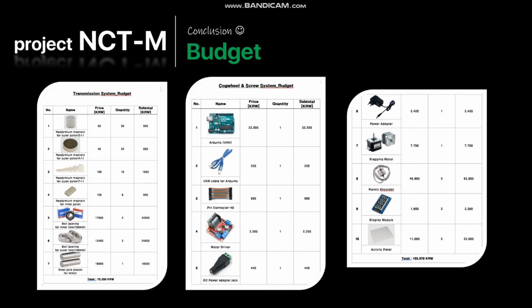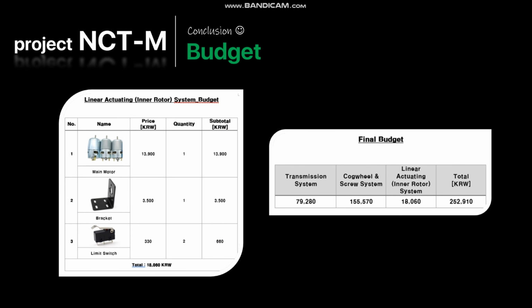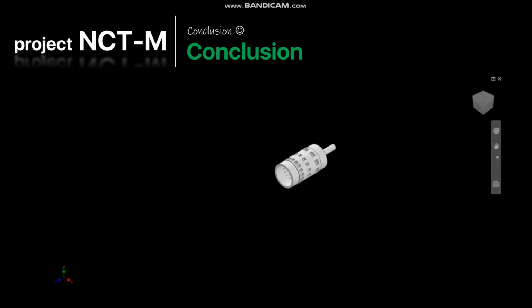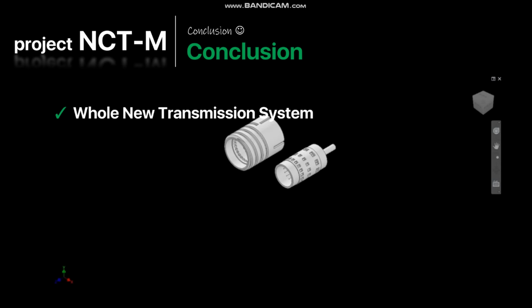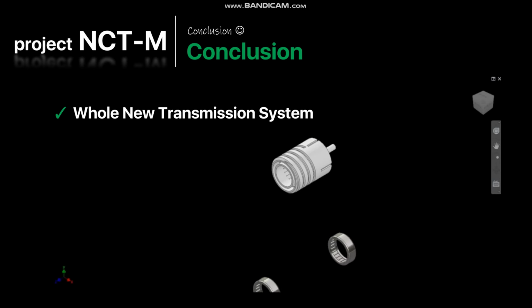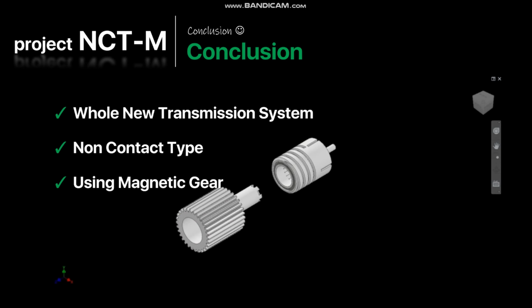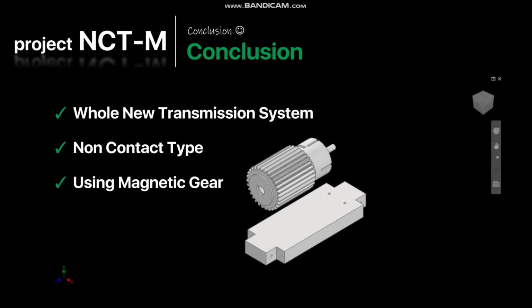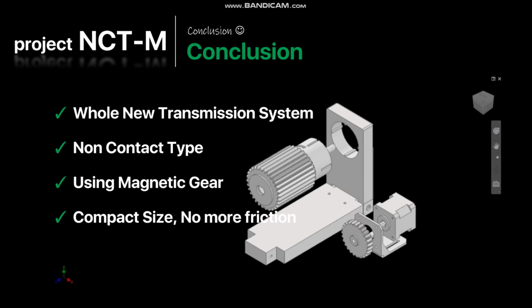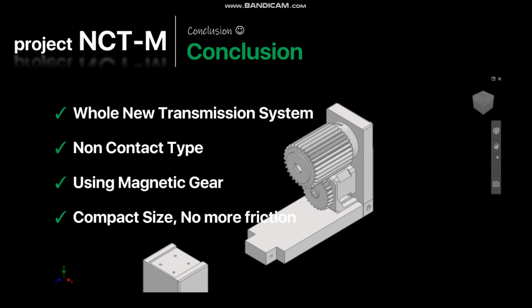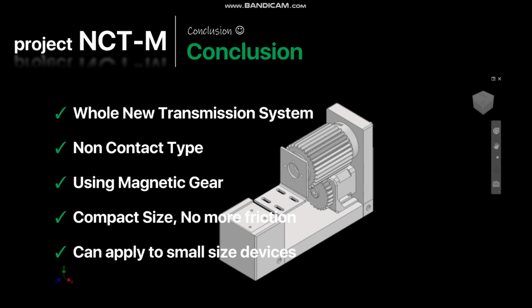Now the conclusion part. You can pause this video and check out how we used our budget for this project. Through this project, we invented a whole new transmission system, NCT-M. It's a non-contact type system that uses magnetic gears. Unlike traditional transmission systems, NCT-M has a compact size and 0 friction, so it can be applied to small size devices.